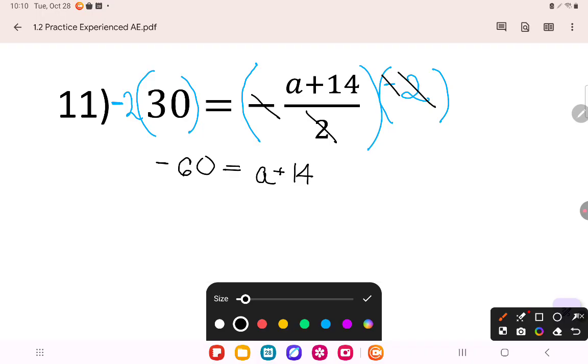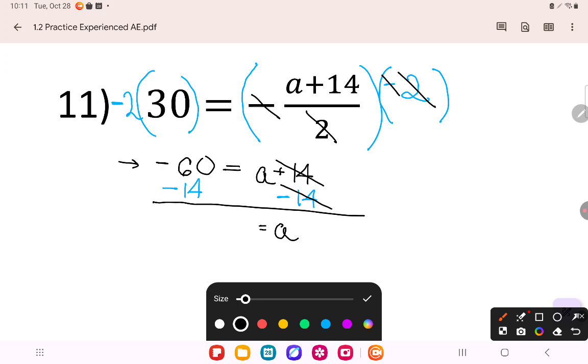Now I'm almost done, but I need to get a alone. As you can see, there's still a number hanging out with a. We have 14 being added to a. So if I'd like to take it away, I'm going to do the opposite of adding 14. I'll subtract that 14. As usual, I'll keep my balance. I'll respect that equal sign. Adding 14 and subtracting 14 are opposites. They cancel. A is alone just like I wanted. And then you can do this in your calculator if you want to.